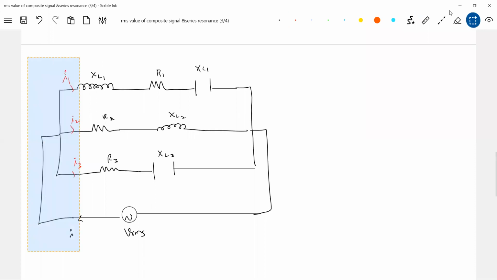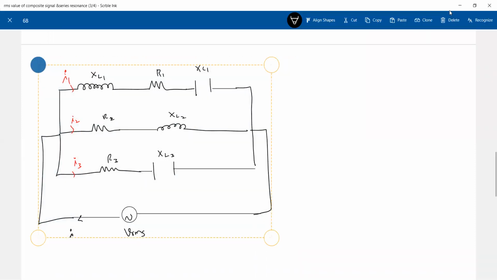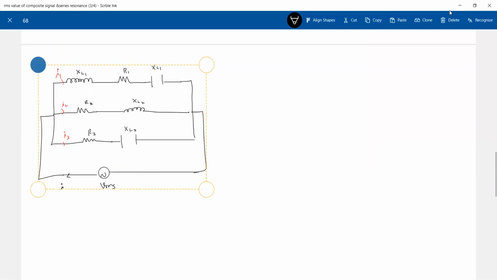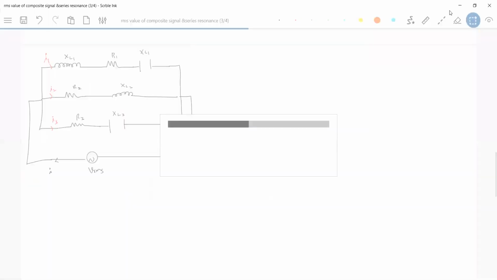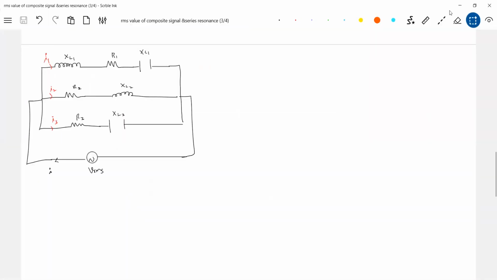You can use complex numbers and you can solve. Without that also we can manage this. Each branch, how the elements are in series. So what is the impedance of each branch? So can we just say that impedance Z1.